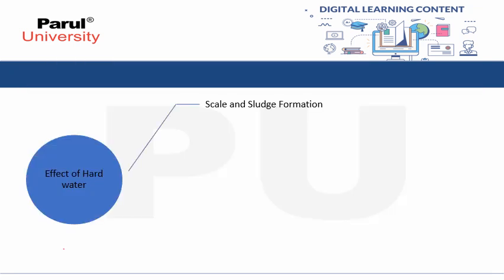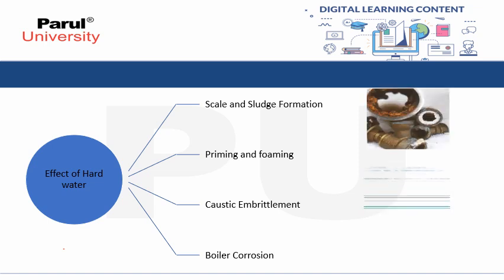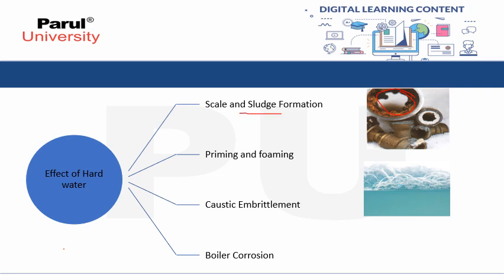The effects of hard water are scale and sludge formation. It creates priming and foaming of water. There is also the chance of caustic embrittlement and boiler corrosion. For example, we can see here in the image, because of the scale and sludge formation, the inner diameter of the pipeline or the particular apparatus is choked up because of the formation of scale and sludge.